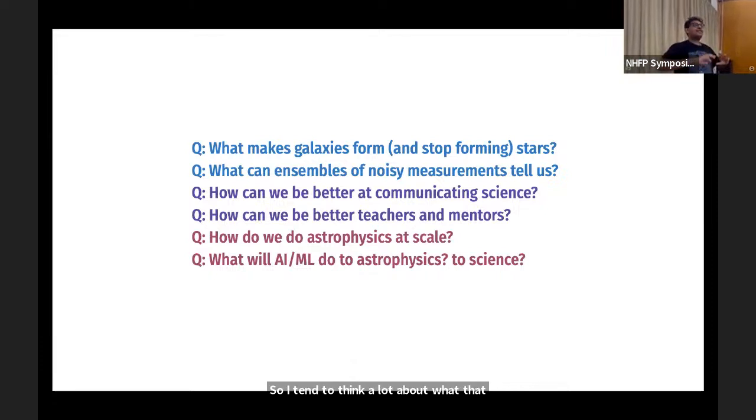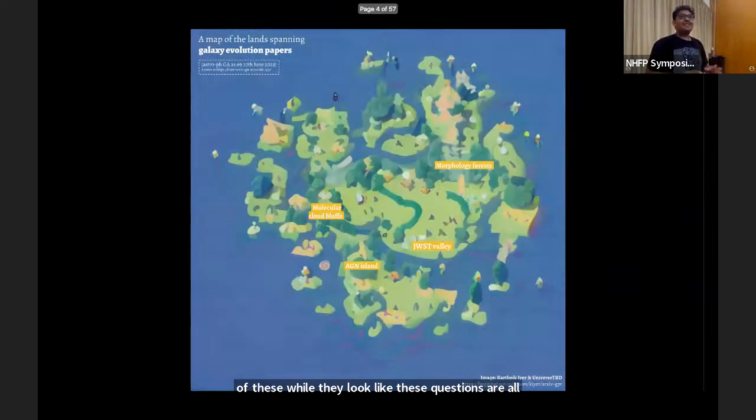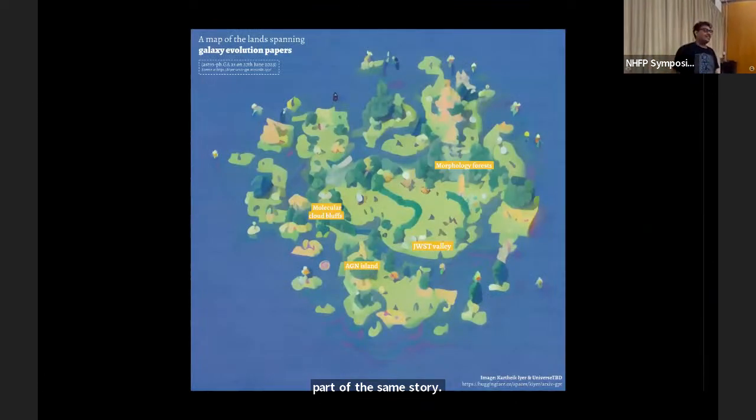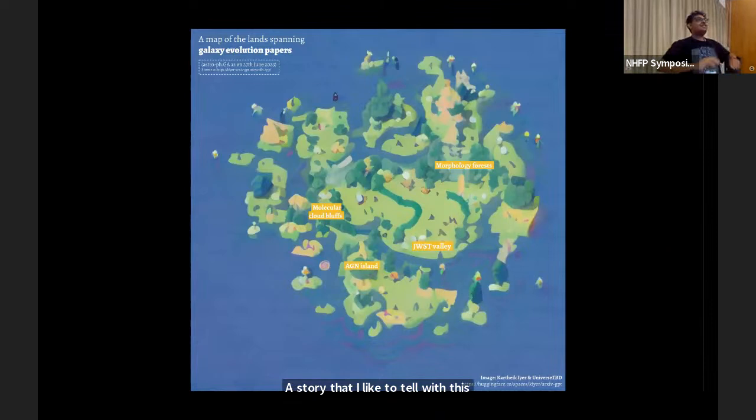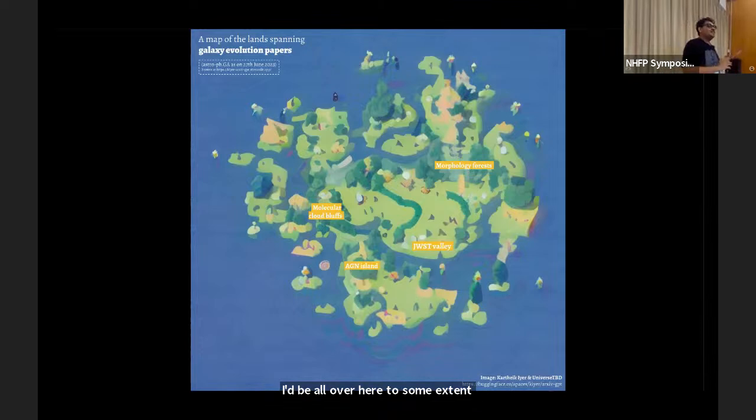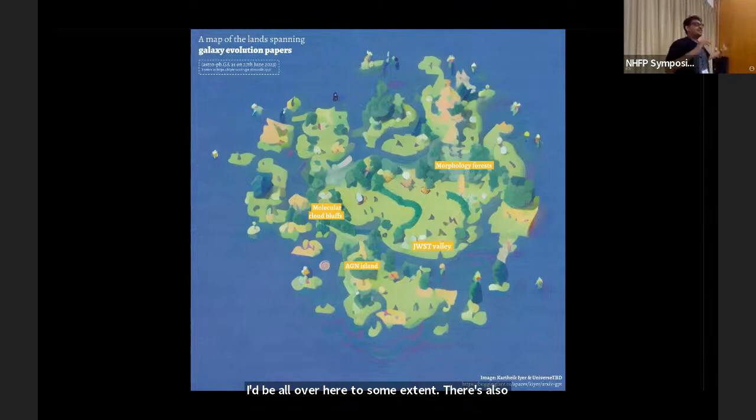But all of these, while they look like disparate questions, are all part of the same story. A story that I like to tell with this plot. So this is a map of the lands that span galaxy evolution papers. Right? We all live here to some extent. There's also similar places for, cosmology is a separate continent, but it's making bridges.